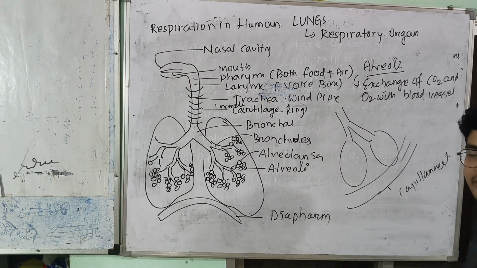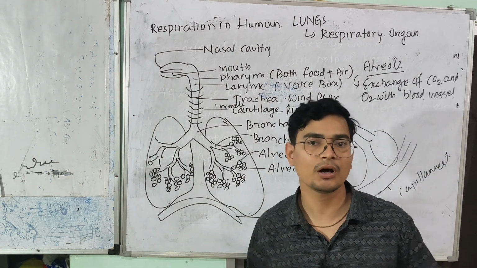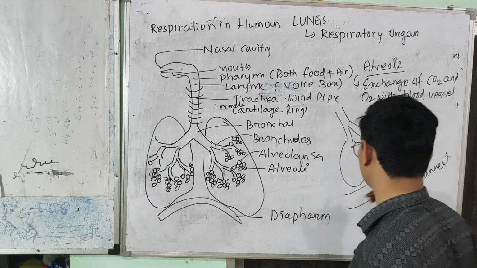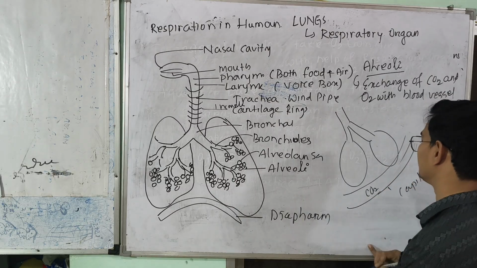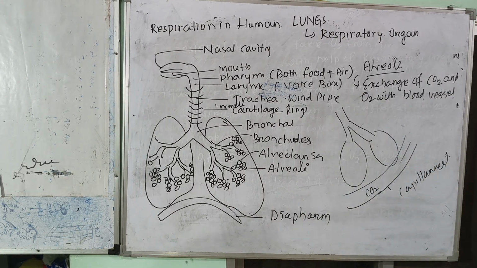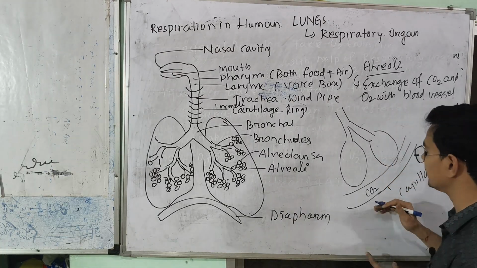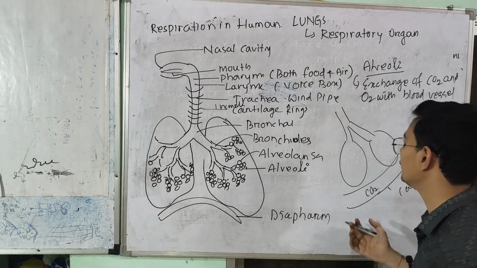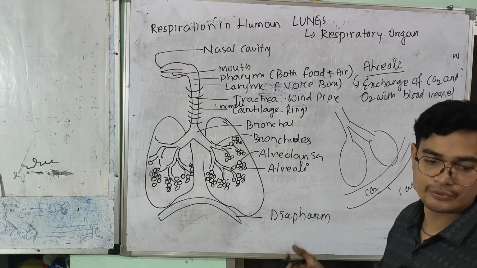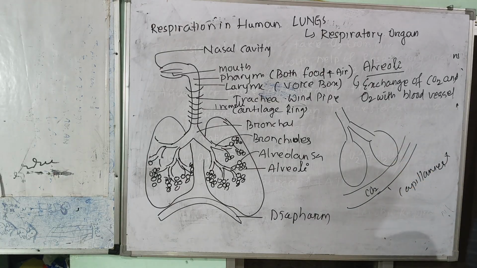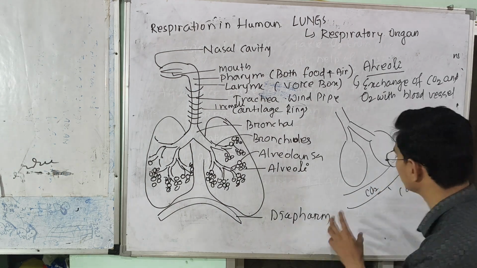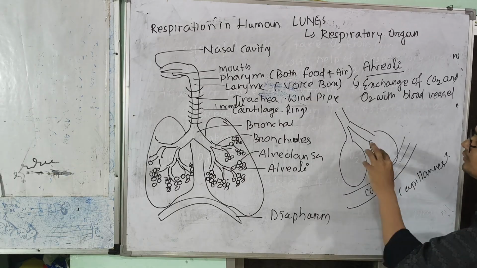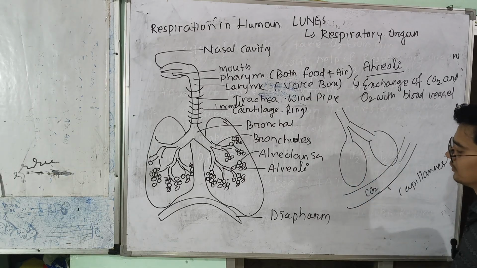Here, deoxygenated blood is carried from the heart to the lungs. Deoxygenated blood means a greater amount of carbon dioxide is present in the blood vessels or capillaries. More carbon dioxide in the capillaries, less carbon dioxide in the alveoli. So the process of diffusion: here a high concentration of carbon dioxide is present, here a low concentration of carbon dioxide is present.